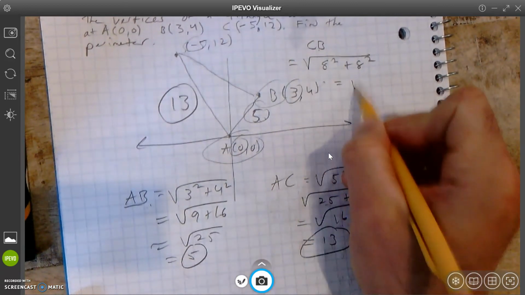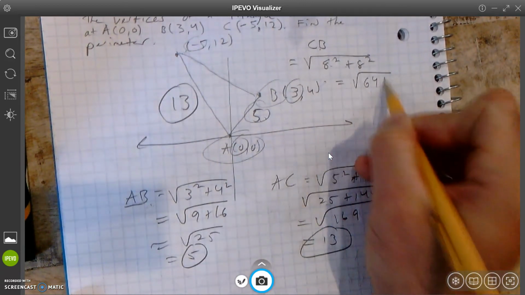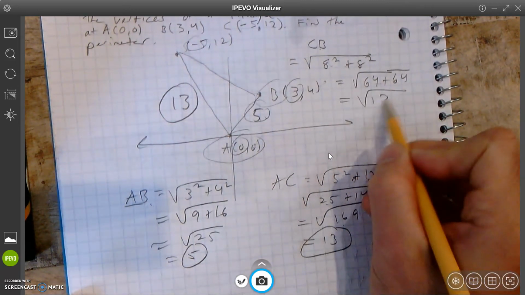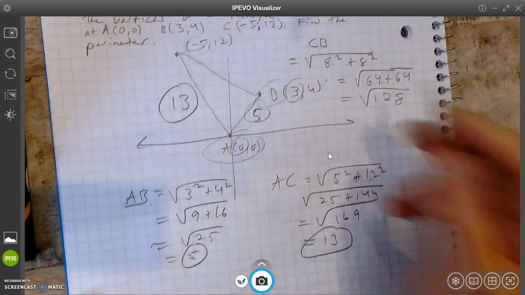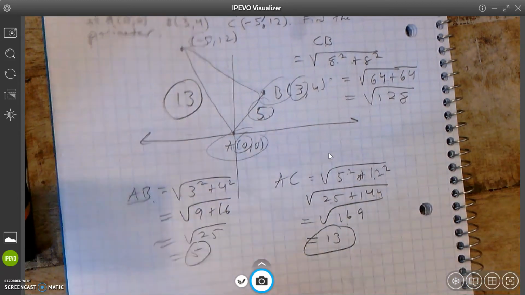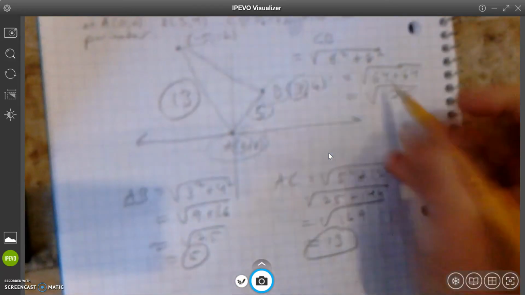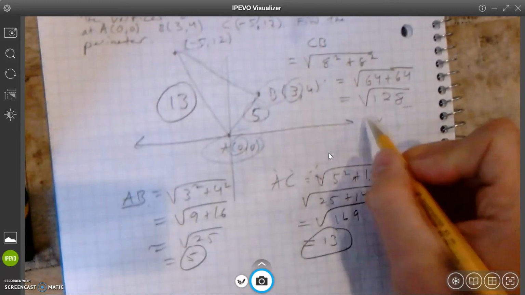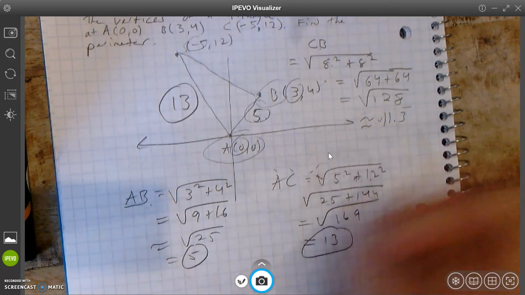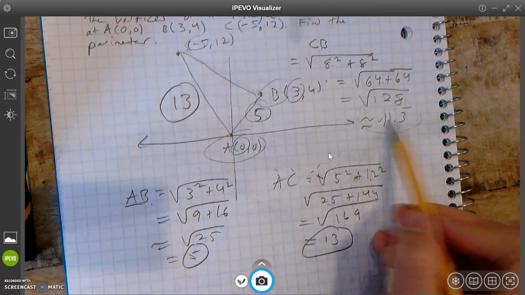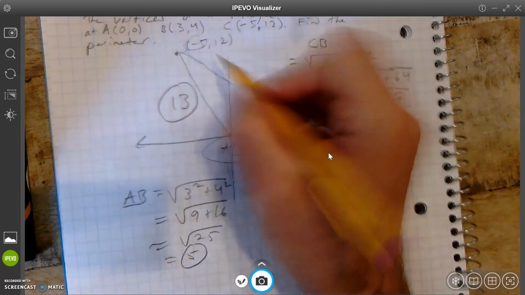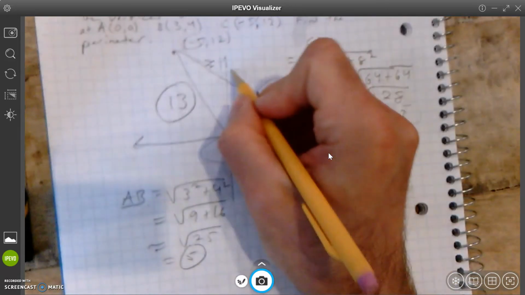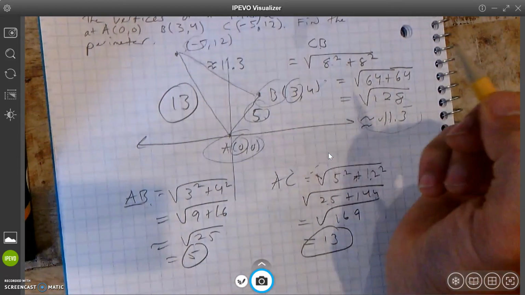So that's going to be 64 plus 64, which is 128. Square root of 128, which is very similar to what we got before, the square root of 125. So I'm just going to approximate. So that's about 11.3, let's say. Because if you have 11.2 or 11.4, that's cool too. I'm going to use the squiggly equals sign because that means about. If you write the equal sign, that means exactly equal. Since I'm just rounding and estimating, I'm going to put that.